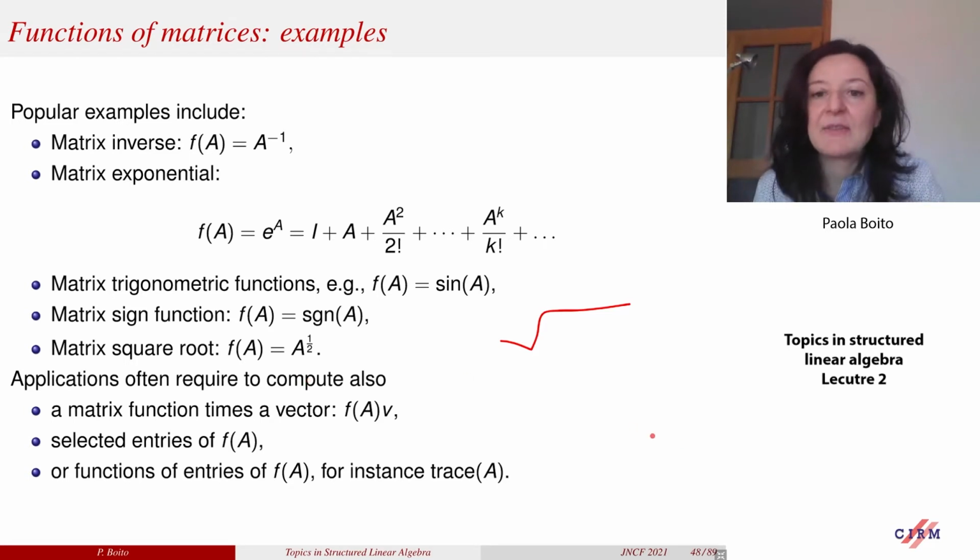In many applications, we don't necessarily have to compute the whole matrix f of A, but we might just want to compute the action of f of A on a vector. Or sometimes we might just need to compute selected entries of f of A. Maybe I just want f of A ij for a certain choice of the indices. Or sometimes we need functions of the entries of A, like the trace. And depending on what we're trying to compute, different methods are available.